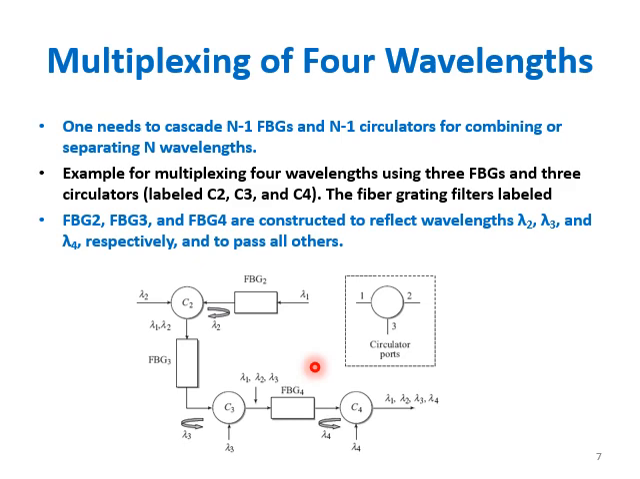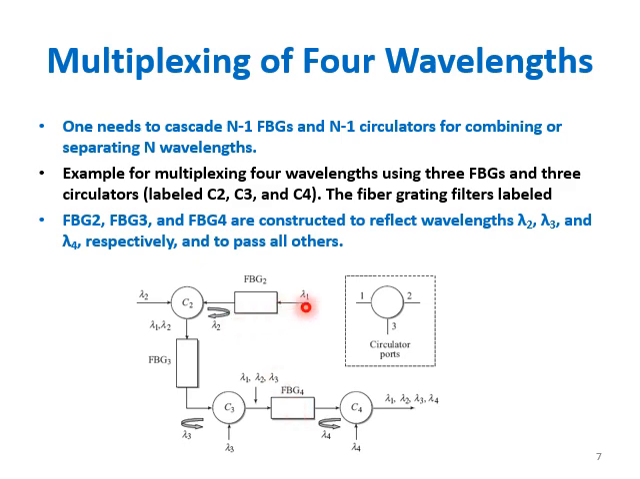One more example, in a similar way with circulators and fiber Bragg gratings, is the multiplexing process. You can see the multiplexing of 4 wavelengths in this slide. One needs to understand there are N-1 FBGs and N-1 circulators for combining and separating N wavelengths. So we have the first, second, and third circulators. We can consider one circulator here, one fiber Bragg grating, and another fiber Bragg grating here, with different fiber Bragg gratings.